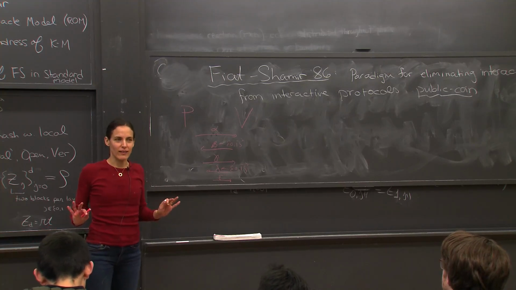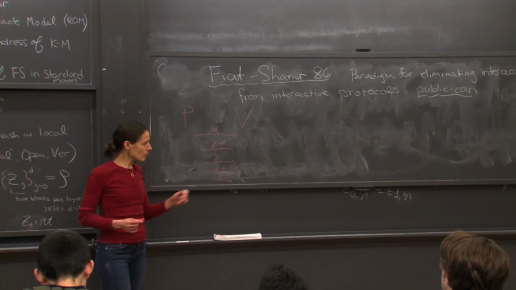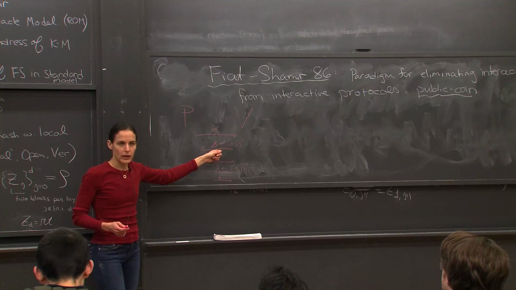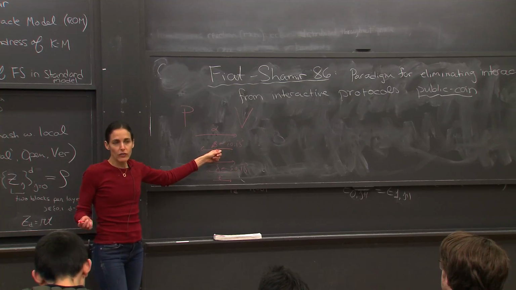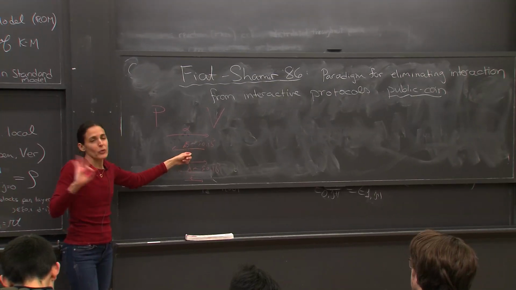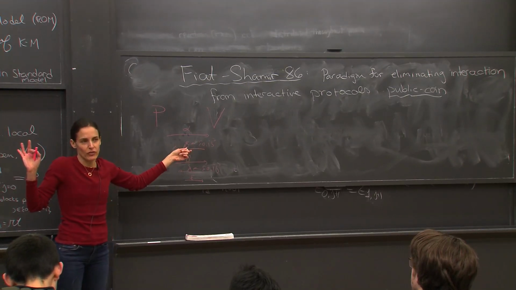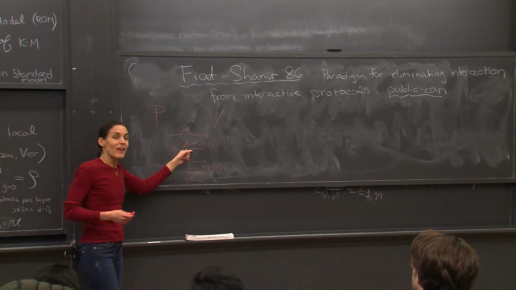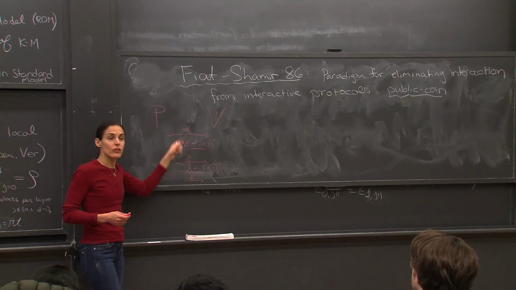So what is their idea? They say the following. How does the prover get this beta? The verifier chose it. So you know what? Now we don't have a verifier. It's not interactive. There's no verifier. So how do we compute this beta? Let's compute it as a hash function applied to the transcript so far.